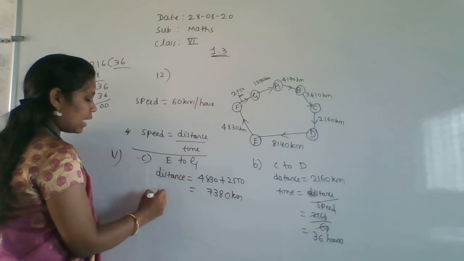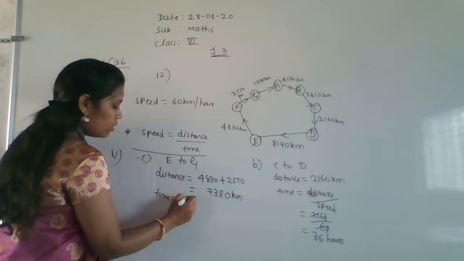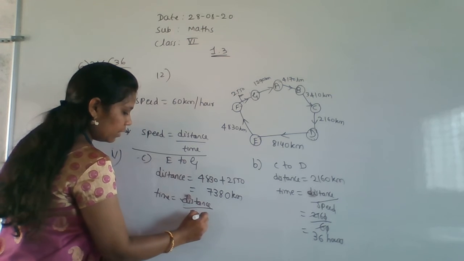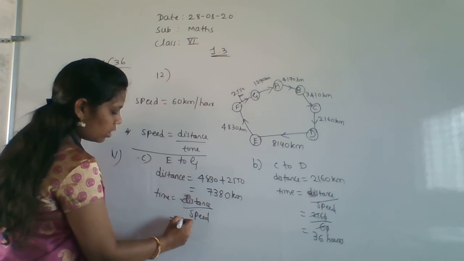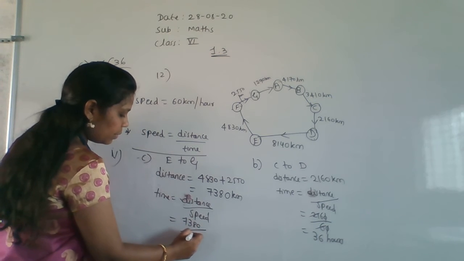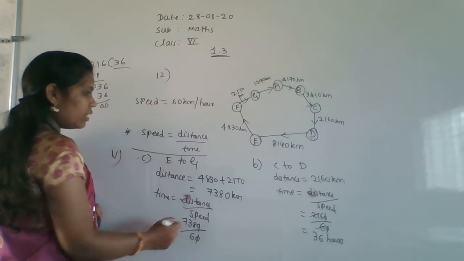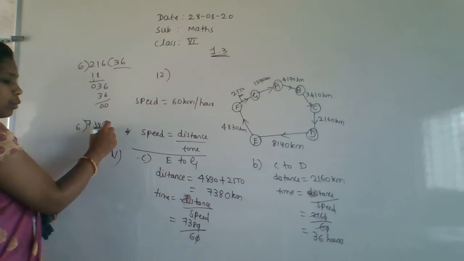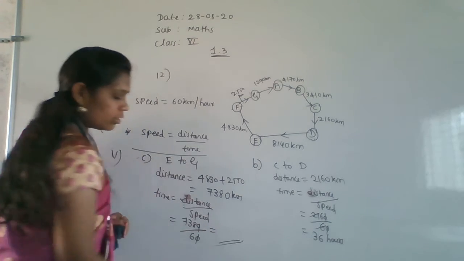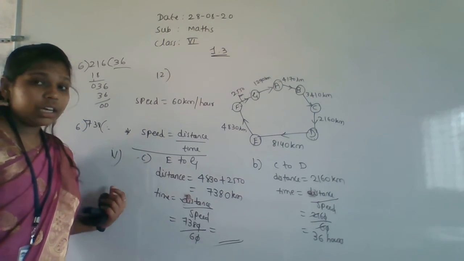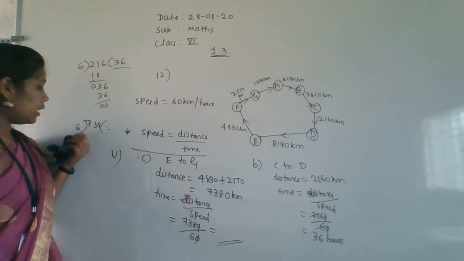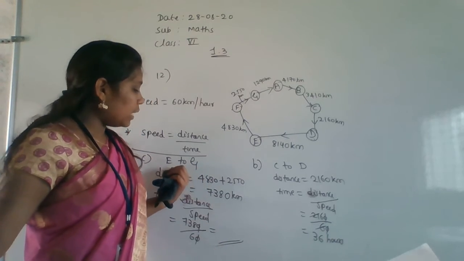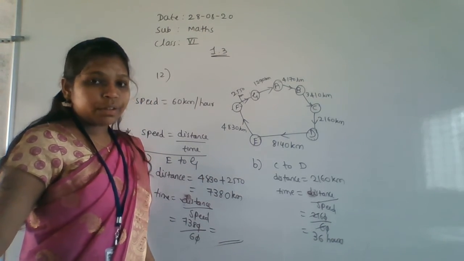Okay, so next, time is equal to what formula? Distance by speed. Okay, distance is how much here? 7380. Speed is how much? 60. So 738 divided by 6, you will get a quotient value, then write the answer here. Okay, I won't do the division here, you only do this division. 738 divided by 6, and whatever quotient you are getting, that is the time taken to reach from E to G.